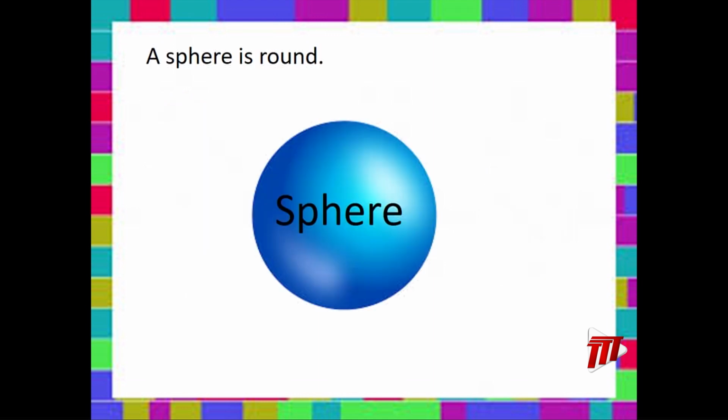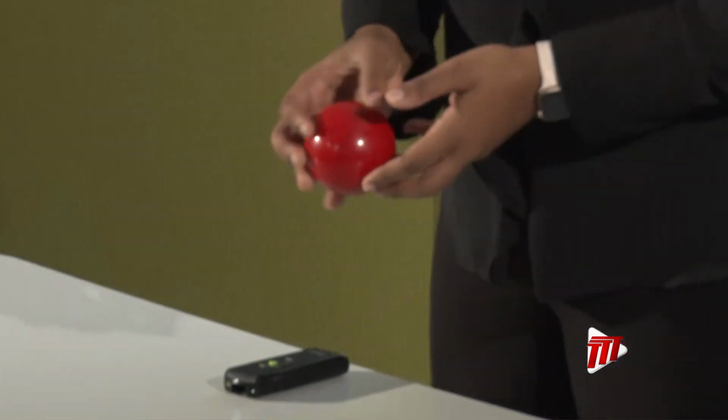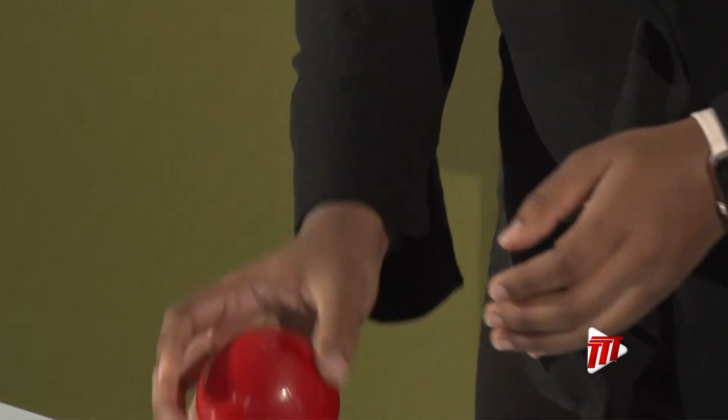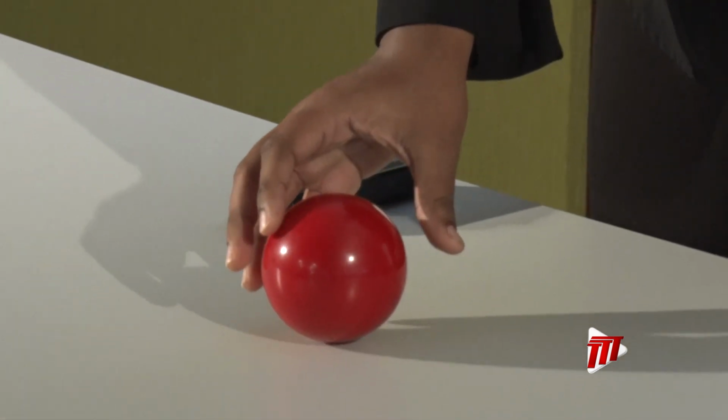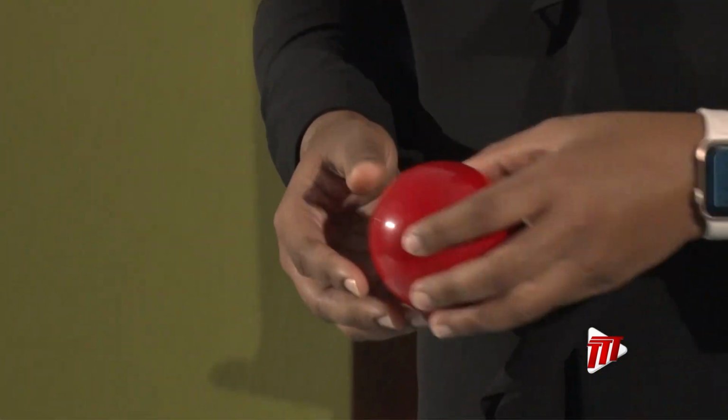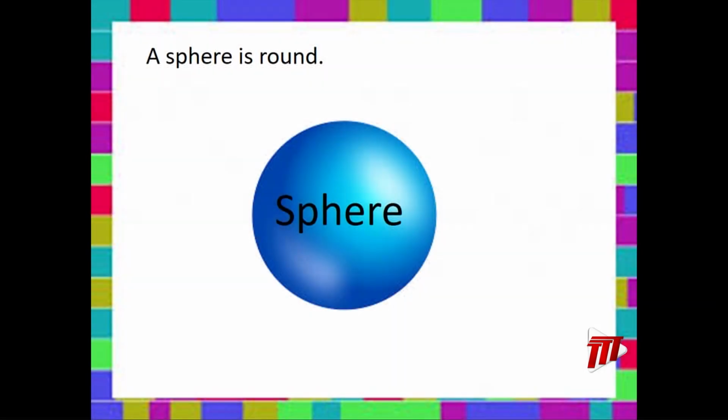Let's talk about our next shape. The next shape is a sphere. And a sphere is circular and round. Can you think of some things that are circular and round?